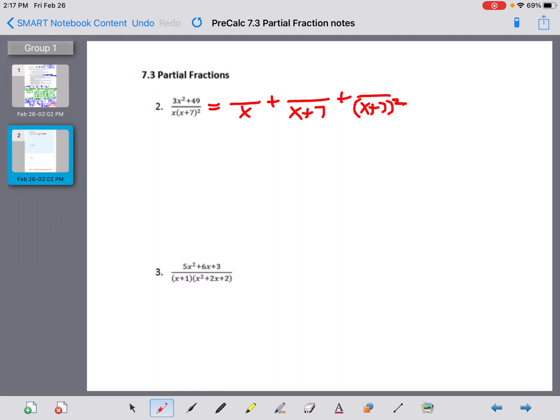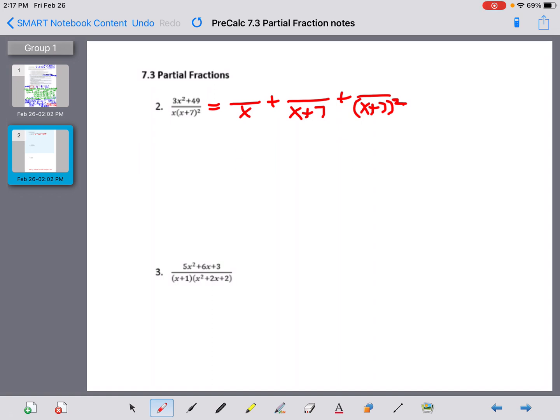multiple it can be repeated. So if it was, I'm just giving you this hint. Say it said x plus 7 to the 5th. You'd have to have a fraction with x plus 7 underneath. You'd have to have a fraction with x plus 7 squared. You'd have to have a fraction with x plus 7 cubed. You'd have to have a fraction with x plus 7 to the 4th. And one with x plus 7 to the 5th in the denominator.